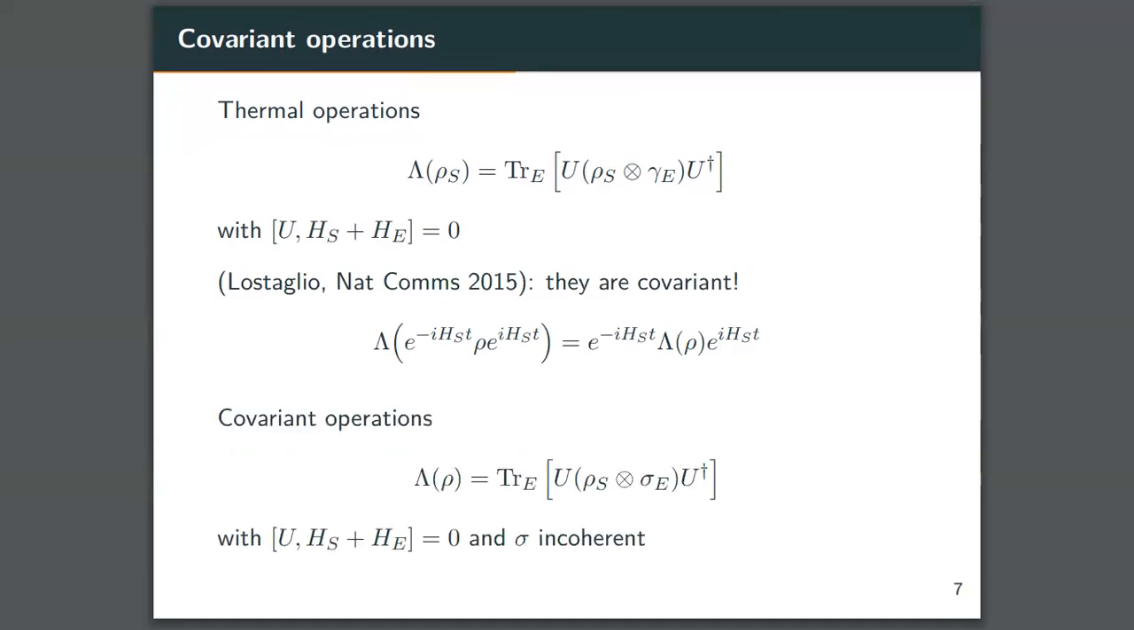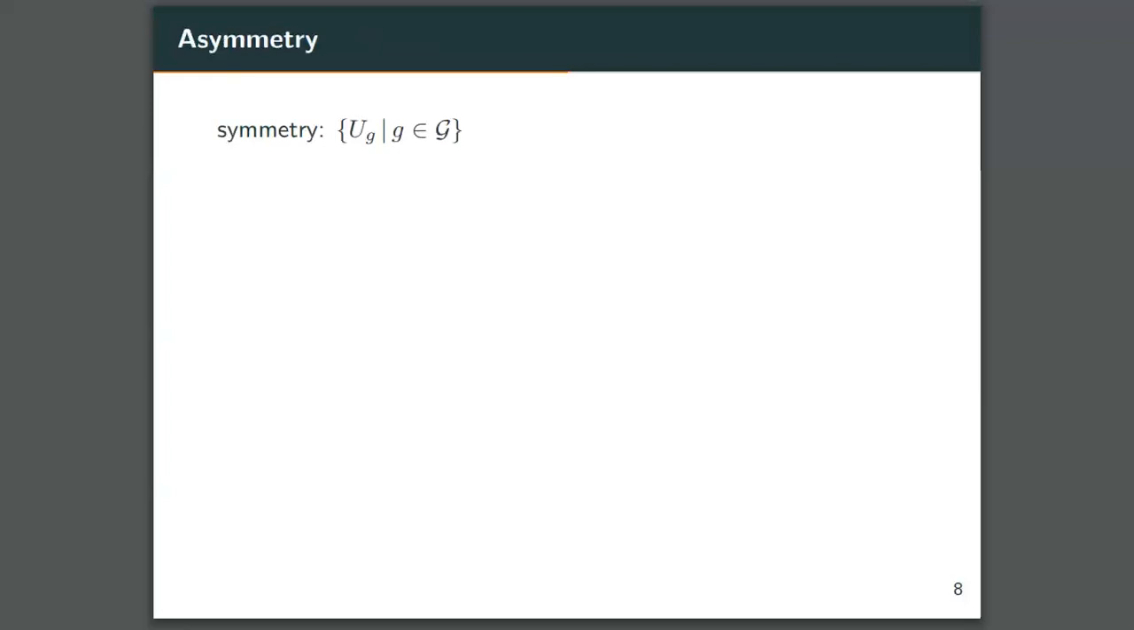Let me refresh memories or introduce it very quickly. Covariant operations are those operations that can be implemented in this way. You can think of covariant operations as like thermal operations, but you're not restricted to Gibbs states here. You can have any incoherent state. So there's this link between thermodynamics and asymmetry: if you just want to study the coherence part, you can study asymmetry.